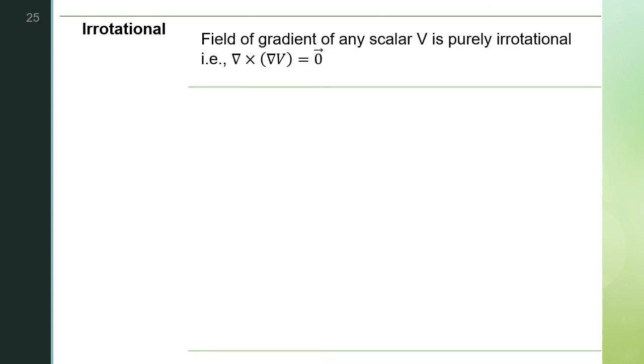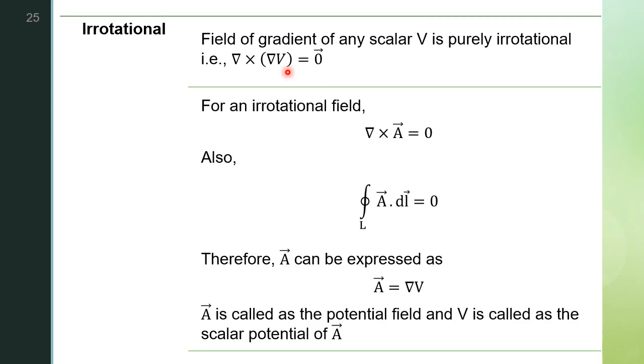One of the properties of the curl was that the curl of the gradient of a scalar is always equal to 0. That is, the field of the gradient of a scalar is always an irrotational vector. On comparing this with our equation del cross A equal to 0, we get A equal to del V, where V is called the scalar potential of A and A is called the potential field. Thus, from the property of an irrotational vector, we can express a vector as the gradient of a scalar.